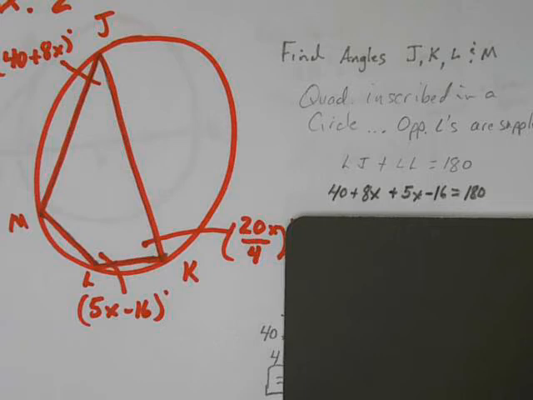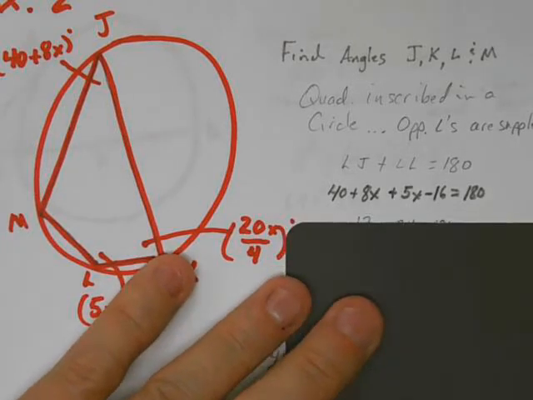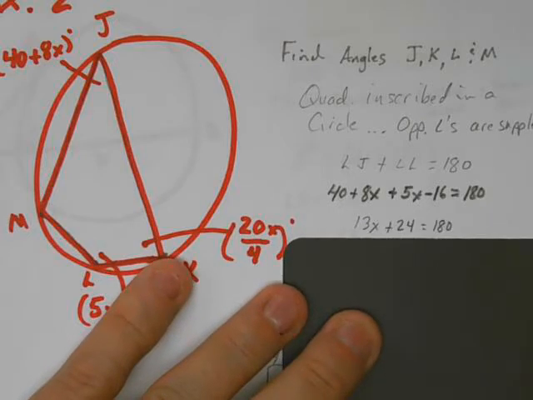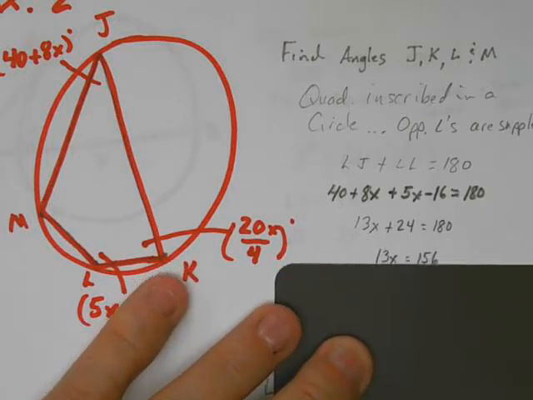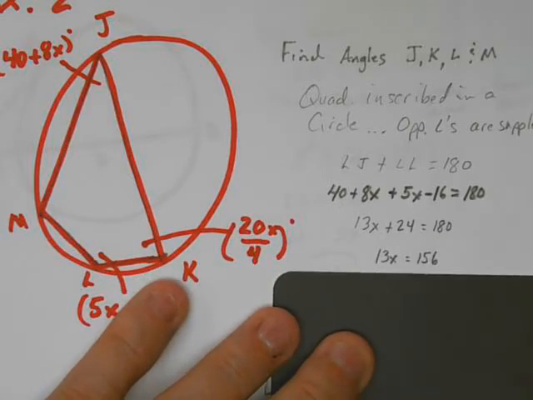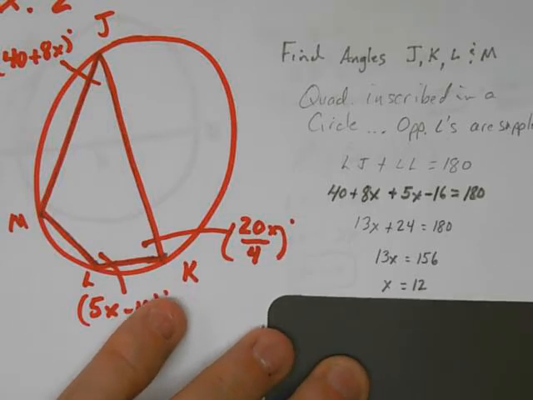All right, what'd you guys get for solving for x? Anybody? William? 12. Very good. Let's see. We add like terms: 13x plus 24. We subtract 24. 13x equals 156. Divide by 13.